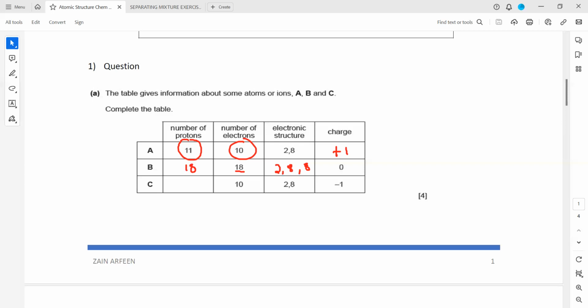And the third one, we have the charge is -1. So it means it should have an extra electron than proton. If there are 10 electrons, how many protons should be there? So there will be 9 protons.